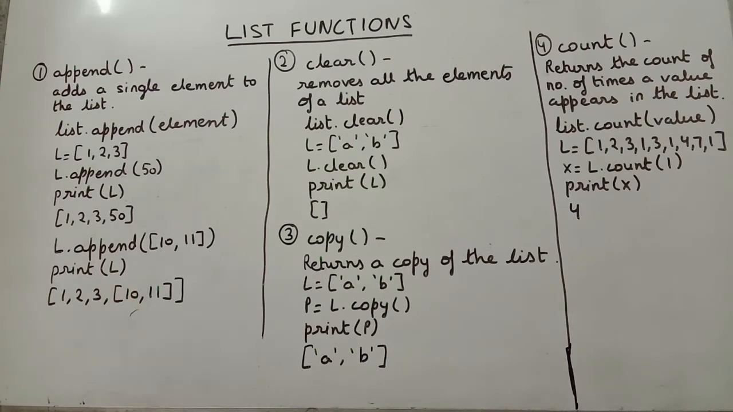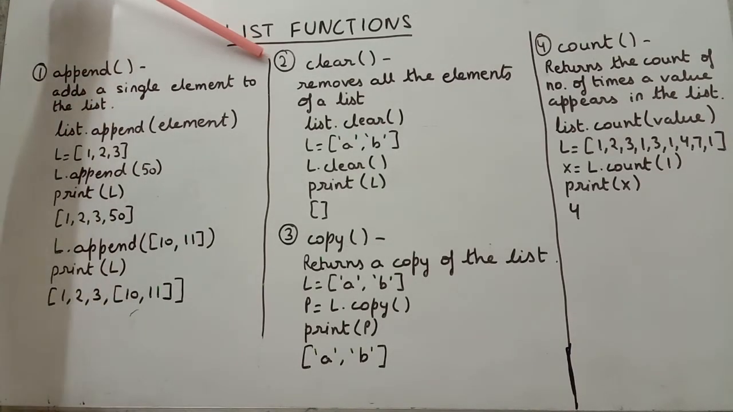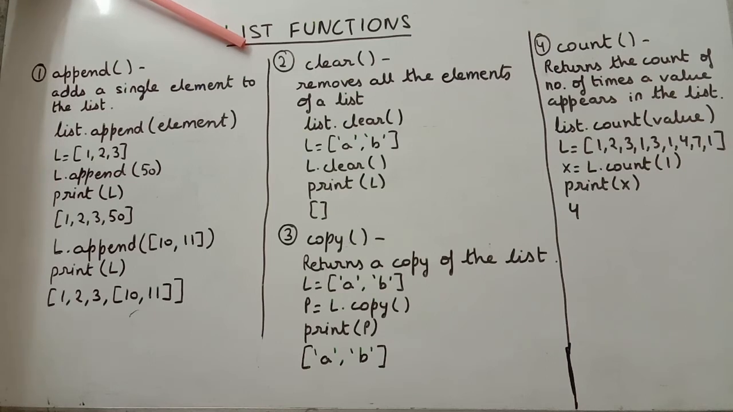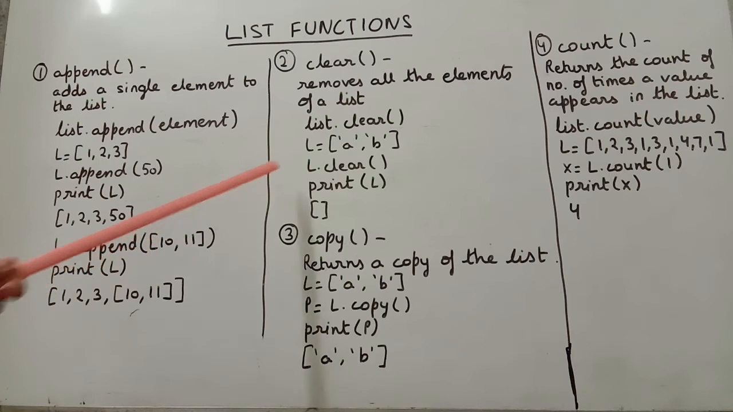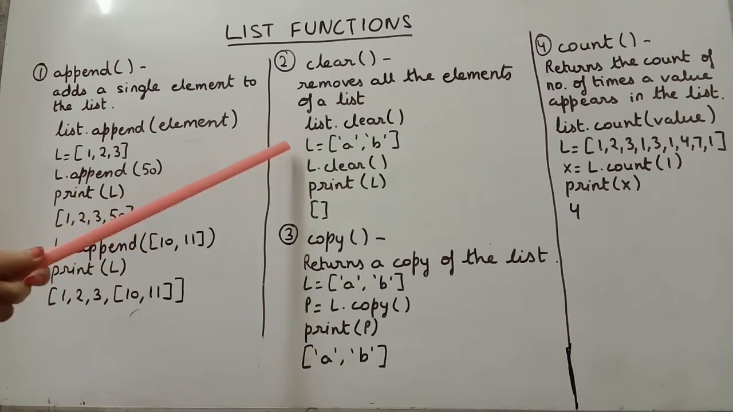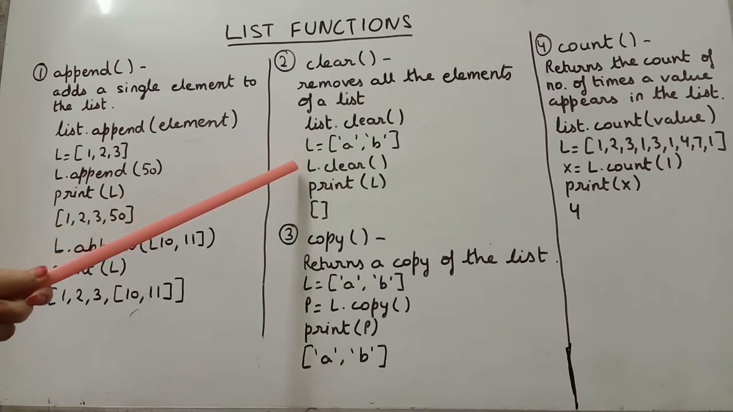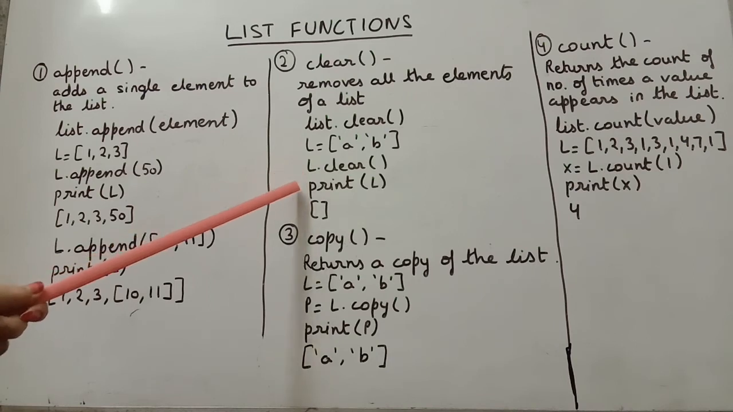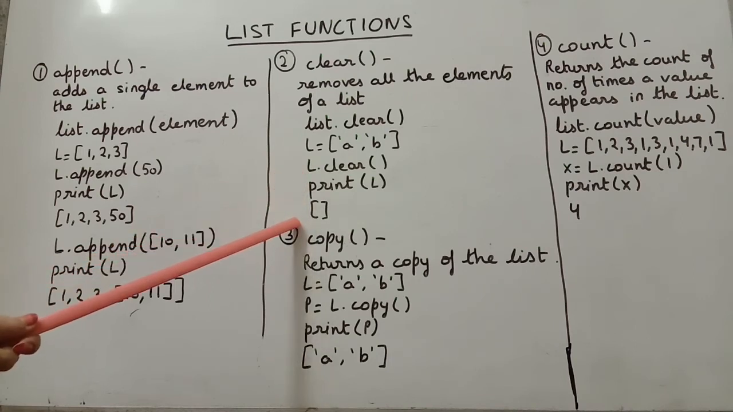Now moving on to the next function. The next function is clear. As the name suggests, it is used to remove all the elements of the list and make the list empty. The syntax is list.clear. If this is the list, when I say L.clear and display the result, see the list, all the elements are removed and the list becomes empty.